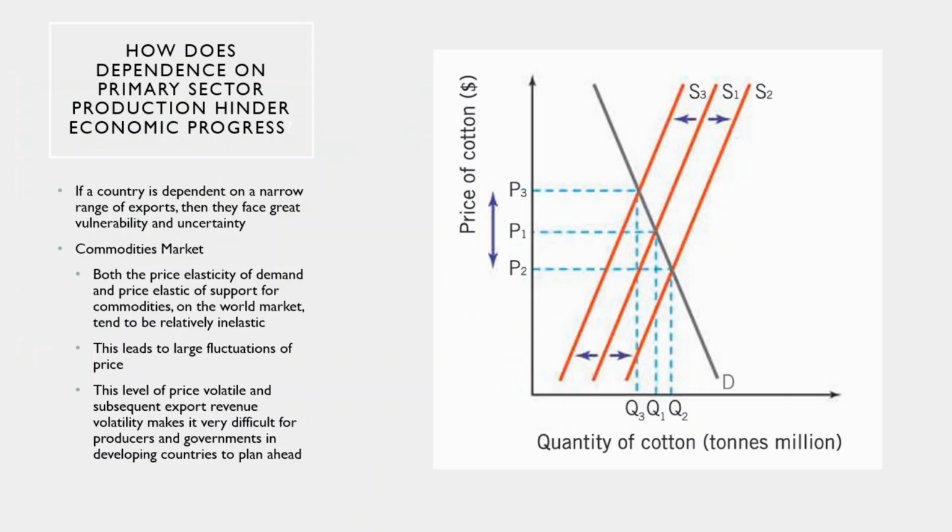If a country is dependent on a narrow range of exports, then they face greater vulnerability in the commodities market. If the price of their good goes down, it could lead to a crashing of their economy. It can make it very volatile.